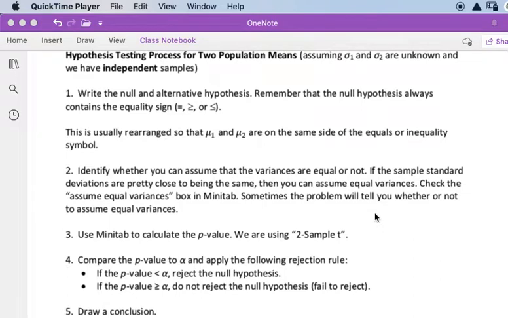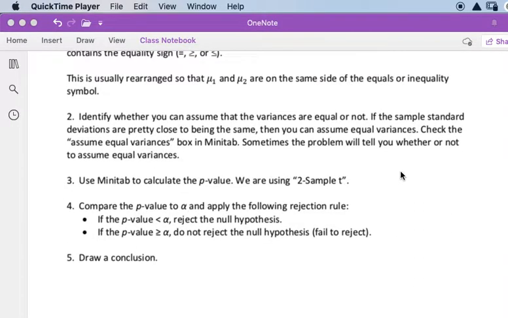The second step, and this is different from chapter 9, is that we are going to identify whether we can assume that the variances are equal or not. We can do this by looking at the standard deviation, because remember that the standard deviation squared gives us the variance. If the standard deviations from the samples are pretty close to being the same, then we can assume equal variances. There's a box that we need to check in Minitab if we are assuming equal variances, so we will get different values depending on whether or not that box is checked. Sometimes the problem will tell you directly whether or not you should be assuming equal variances. Other times it's up to you to decide based on the values they're giving you for standard deviation.